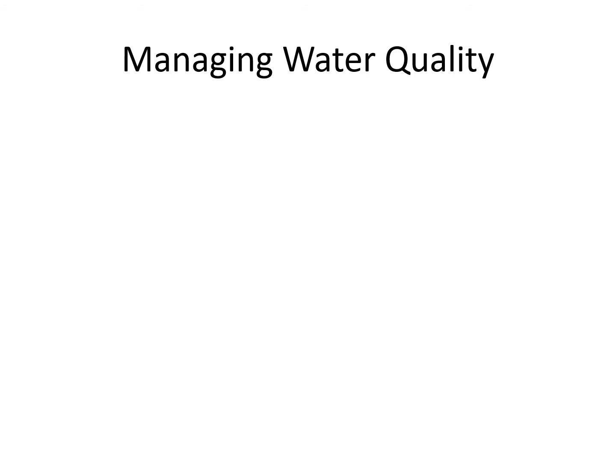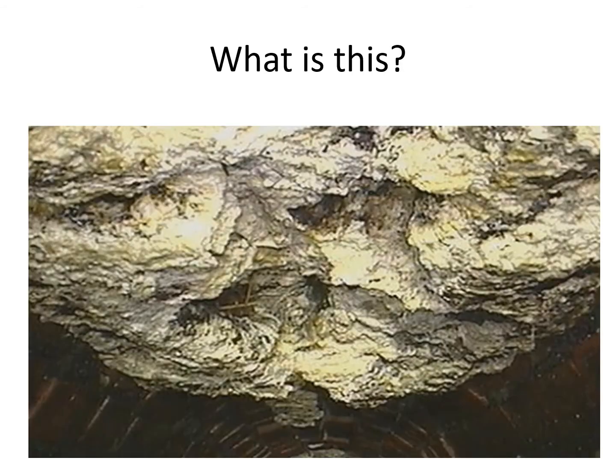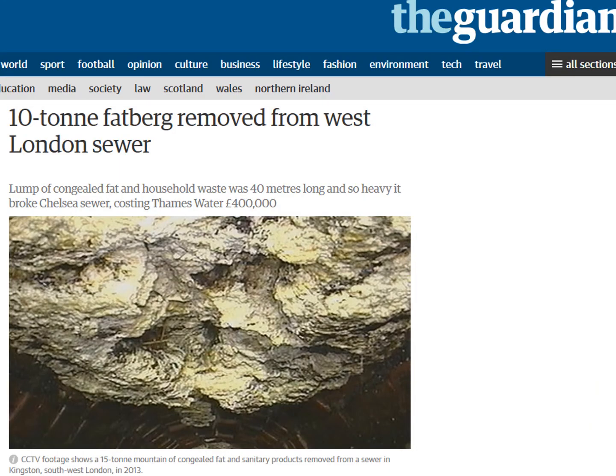Okay, the second part of our lesson is looking at how we can manage water quality. Now there's a strange picture. What do you think that is? Pause this, just think about it for 30 seconds. What do you think it is? It's a fatberg, and it made the newspaper, as you can see, it made the Guardian.